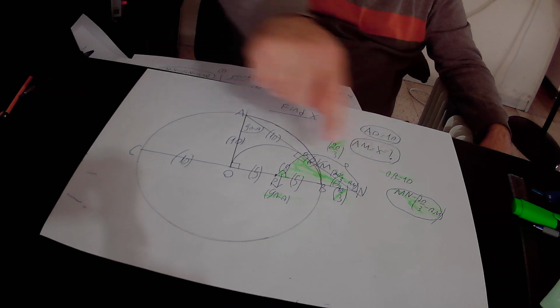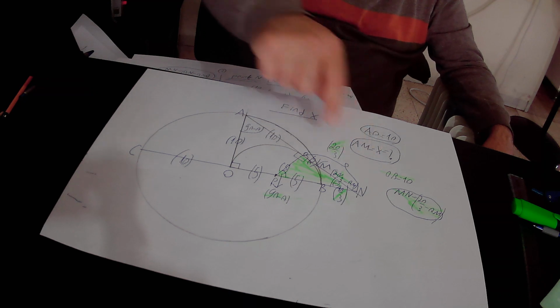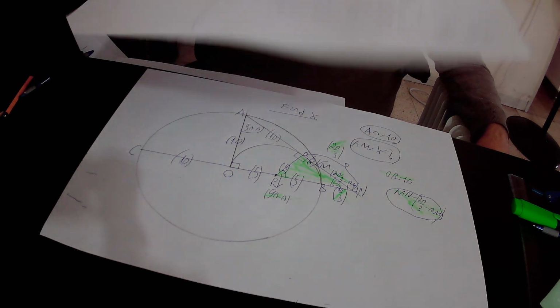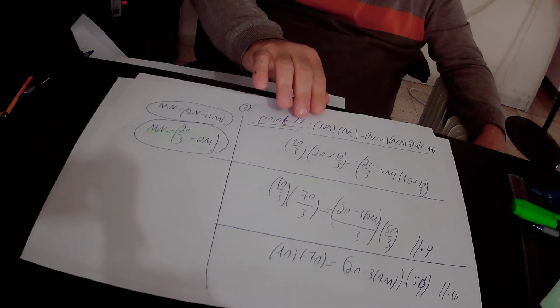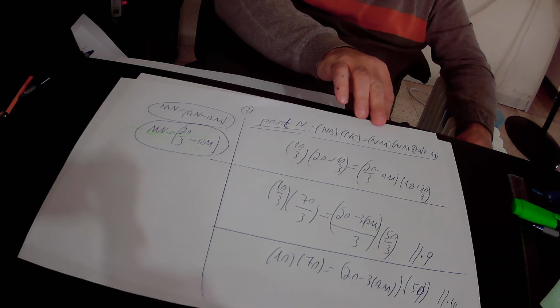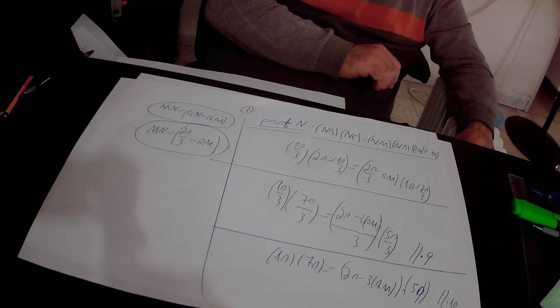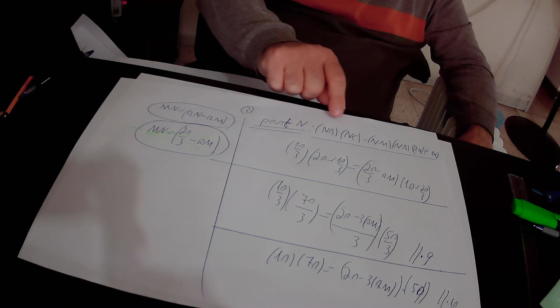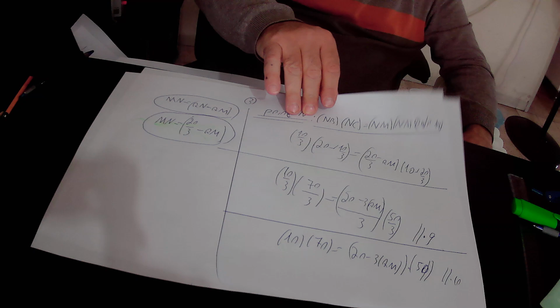Again, NB times NC equals NM times NA. Repeat again, according to rule number 14, if you focus on the common external point N, NB times NC equals NM times NA. NB is 10 over 3. NC, what is the length of NC?